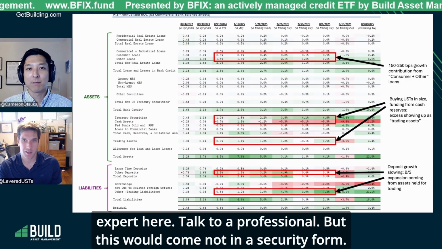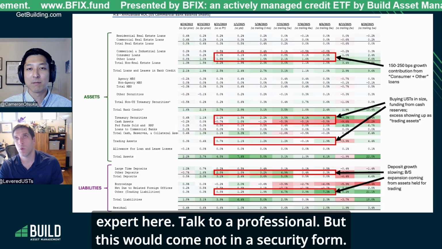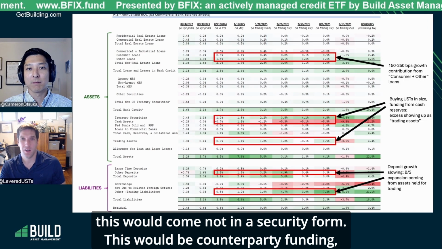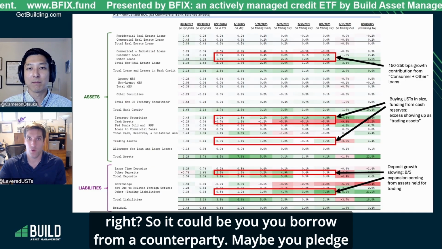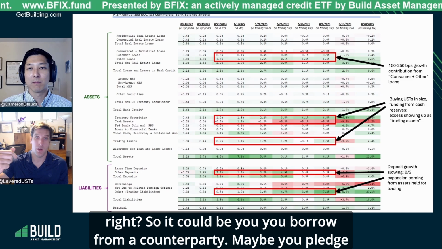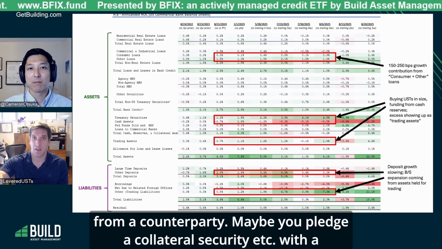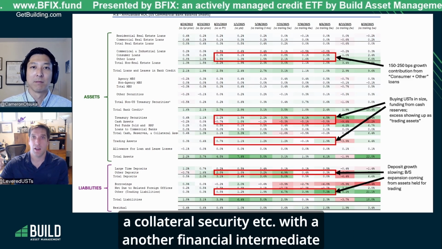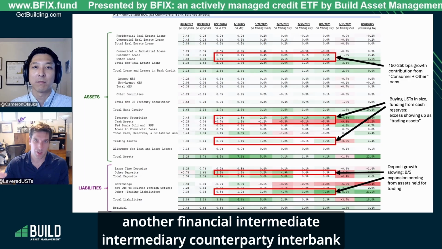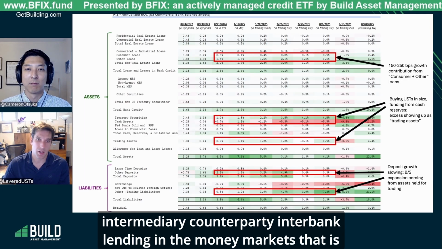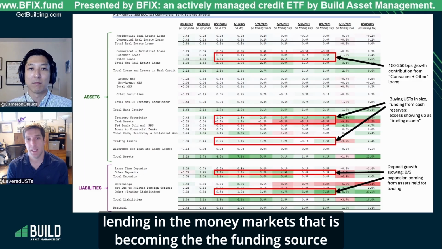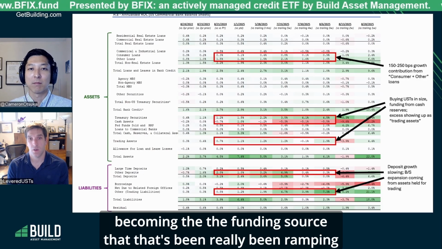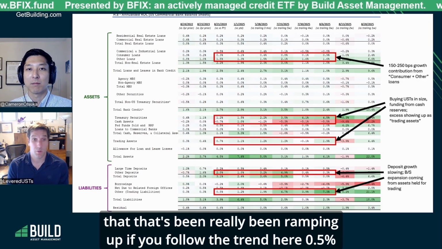Not an expert here, talk to a professional, but this would come not in a security form. This would be counterparty funding, right? So it could be you borrow from a counterparty. Maybe you pledge a collateral, a security, et cetera, with another financial intermediary, a counterparty, interbank lending in the money markets. That is becoming the funding source that's really been ramping up.